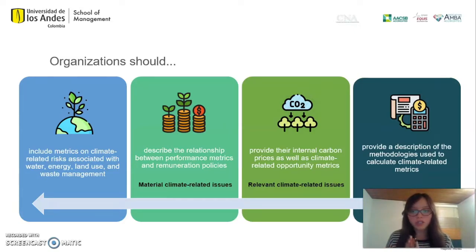Also, a company should describe the relationship between performance metrics and remuneration policies. A company should also provide their internal carbon prices as well as the climate-related opportunity metrics, for example, the revenue from products and services designed for a lower carbon economy. Finally, a company should provide a description of the methodologies used to calculate climate-related metrics.